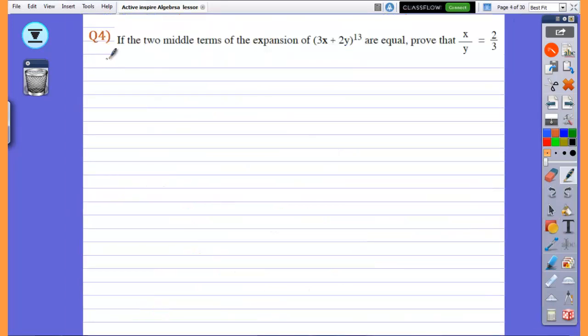Question 4. If the two middle terms of the expansion of (3x plus 2y) all power 13 are equal, prove that x over y equals 2 over 3. First we have n equals 13. So the number of terms in this expansion equals 13 plus 1 equals 14. It is an even number, so we have two middle terms.